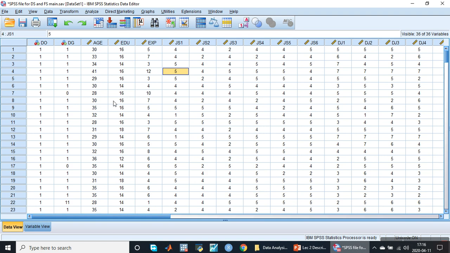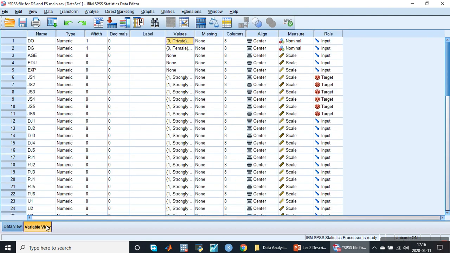This is the SPSS file which we produced in lecture 1. These are the names of the variables in the variable view. These variables are divided into 2 categories with respect to measurement scale. The first 2, dummy for organization and dummy for gender, are measured on nominal scale, while the rest of the variables are measured on scale. Scale means that these are on Likert scale.